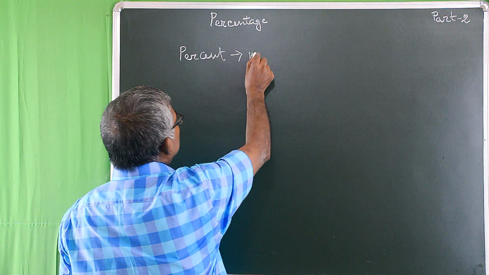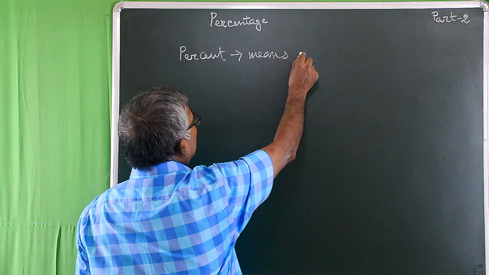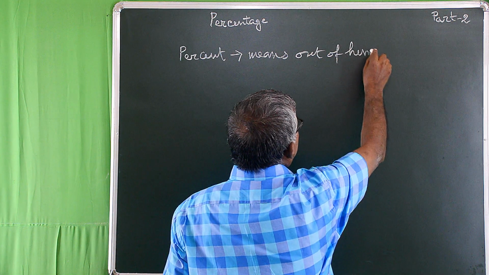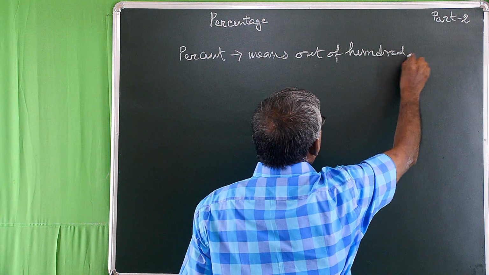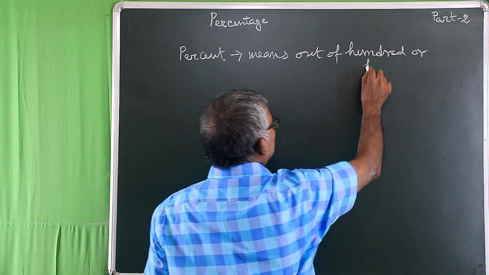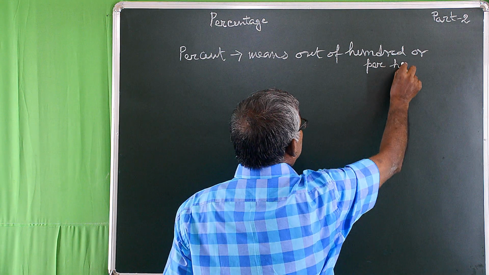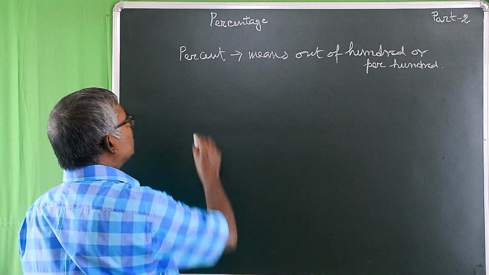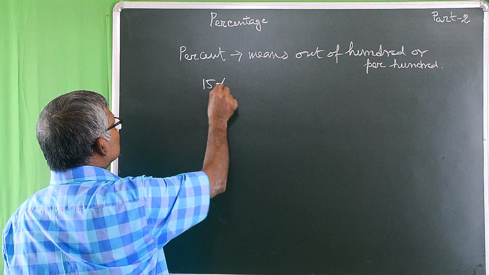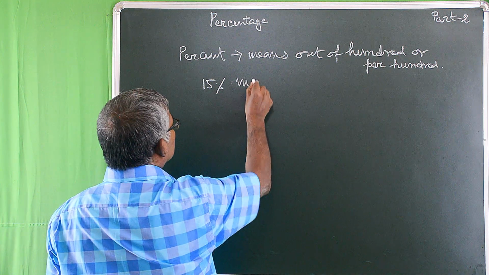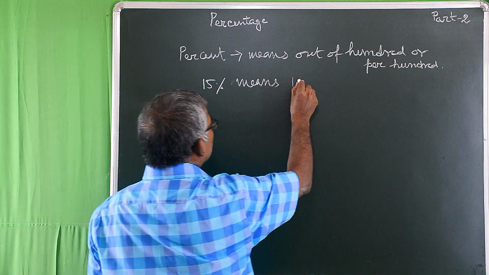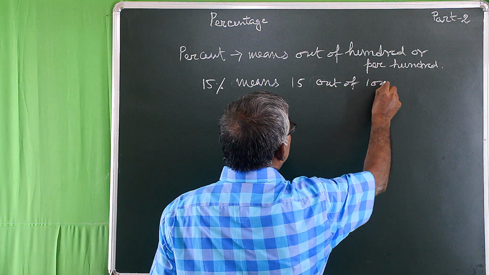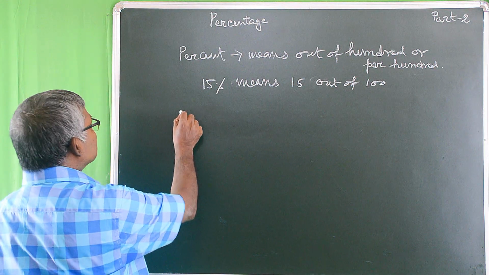Percent means out of 100, or per 100. Suppose 15% means 15 out of 100. Let us learn what is percentage.